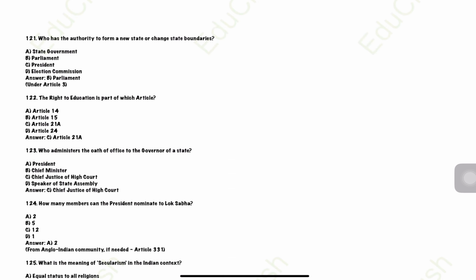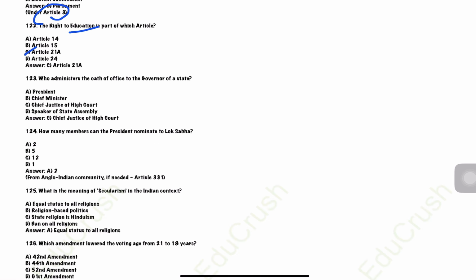Next, who has the authority to form a new state or change state boundaries? Parliament has authority to form a new state or change state boundaries under Article 3. Next, the right to education is part of which article? Article 21A. This is also one of the important questions. Next, who administers the oath of office to the governor of a state? Chief Justice of High Court.